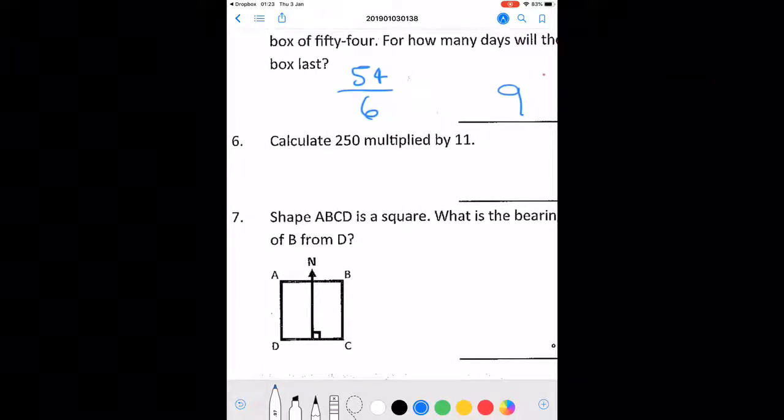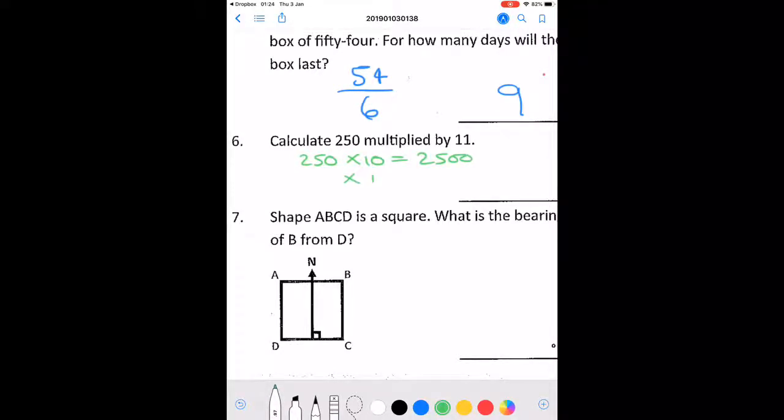Question number 6. Calculate 250 multiplied by 11. This might actually sound a bit complicated, but you do 250 times 10 first, which will give you 2,500, and then we've got an extra times 1, which is just another 250. We add them up. So that will give us an answer of 2,750. So I'm just basically offsetting the answer over there. Done.